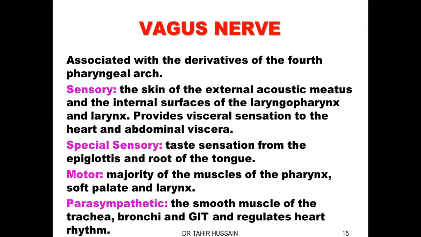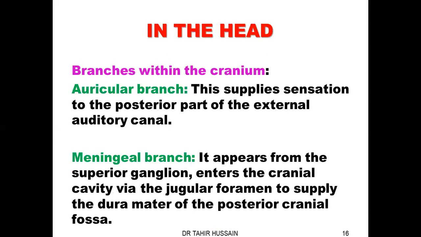The vagus nerve is associated with the derivatives of the fourth pharyngeal arch. It is sensory to the skin of the external acoustic meatus and the internal surface of the laryngopharynx and larynx, and provides visceral sensations to the heart and abdominal viscera. It is especially sensitive to taste sensations from the epiglottis and root of the tongue. It is motor to most of the muscles of the pharynx, soft palate, and larynx. And it is parasympathetic to the smooth muscles of the trachea, bronchi, and GIT, and regulates the heart rhythm.